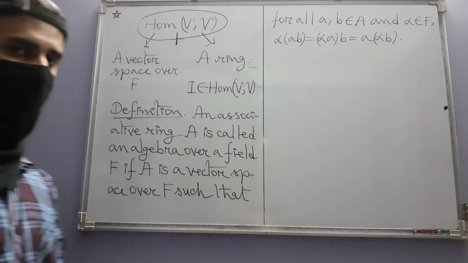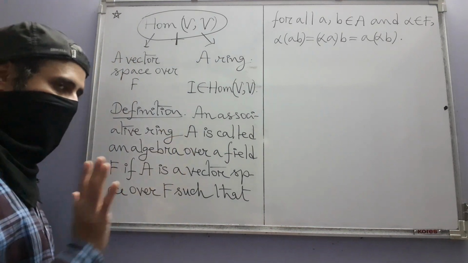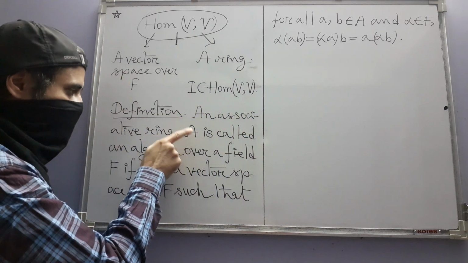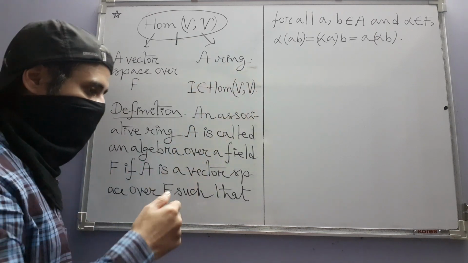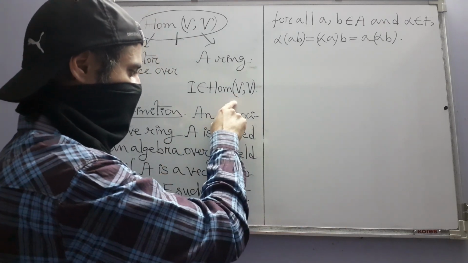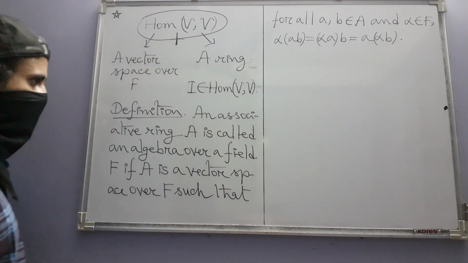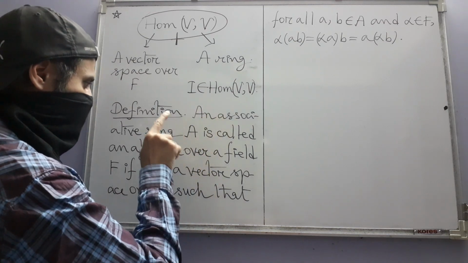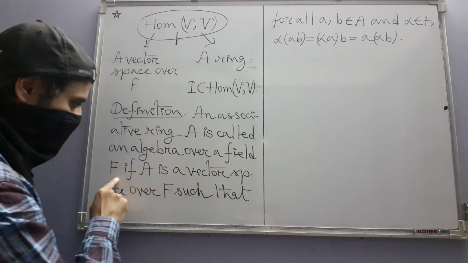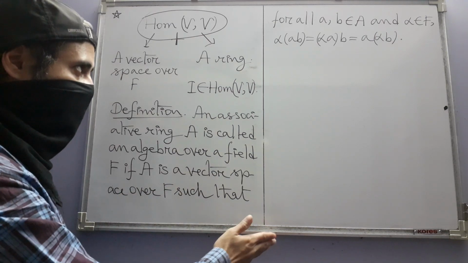Now let us read the definition once more and then we will decipher it. What is the author saying here? An associative ring A. I know that we started with this set as a vector space and then we brought in a multiplication which made it a ring, but the definition is given in terms of a ring. Okay, it's not going to make a difference. So an associative ring A is called an algebra over a field F if A is a vector space over F such that this happens.